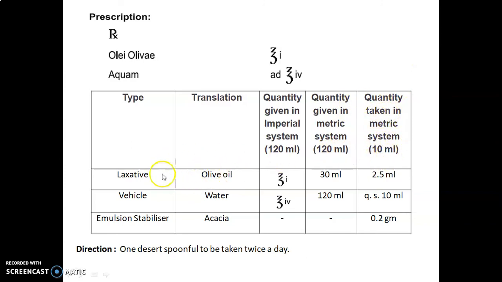So first of all we have olive oil, which is used as a laxative, ounce I, that is 30 ml, quantity taken should be calculated with the help of the factor, that is 2.5 ml. Second one, water, which is used as a vehicle, ounce IV means 30 into 4, that is 120 ml, so quantity sufficient to prepare up to 10 ml. Acacia, emulsion stabilizer, given quantity should be quantity sufficient, so taken, that is 0.2 gram. Direction: 1 dessert spoonful to be taken twice a day.